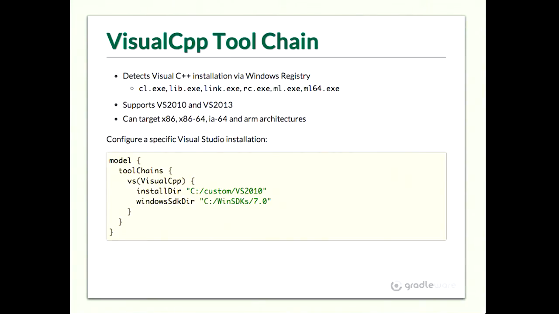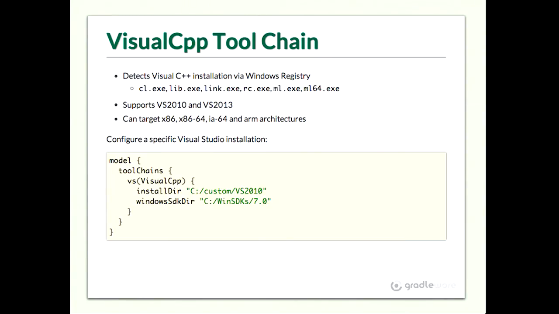It will use the newest one it finds, so the registry tells us usually this is the current version of Visual C++ to use, and we try to use that. Yeah, we support 2010, 2013. I think someone had it working on 2008 as well, but we don't have test coverage for it, so it's kind of hard for us to say we support it when we don't have that test coverage.